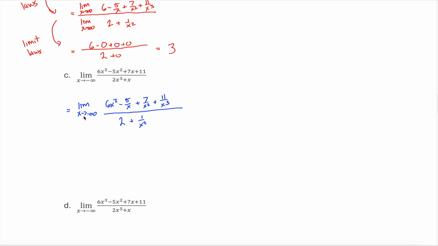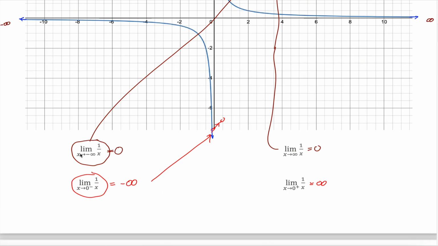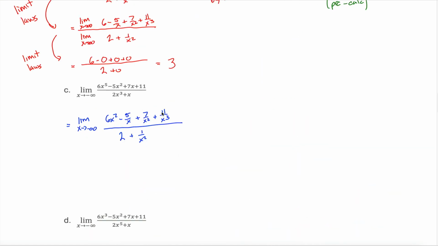When I consider the limit as x approaches negative infinity of a constant divided by x raised up to some power, for the same reason that the limit as x approaches negative infinity of 1 over x equals 0, the height going to the left gets really close to 0. The value of each of these different terms is going to get really, really close to 0. So this limit is going to be equal to the limit as x approaches negative infinity of 6x squared minus 0 plus 0 plus 0 divided by 2 plus 0. In other words, the limit as x approaches negative infinity of 3x squared.